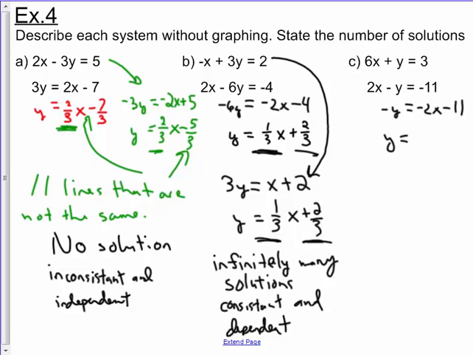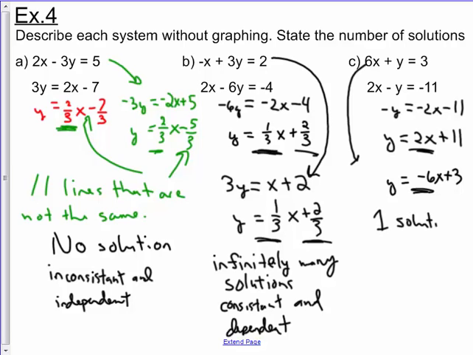So in C, I'm going to do the same thing. I'm going to get y alone. I get y equals 2x plus 11. In the second one, I get y equals negative 6x plus 3. The slopes are different. That means that they will cross only one time. That means there is one solution. We say that the system is consistent because there is an answer, and the equations are independent because they are different.